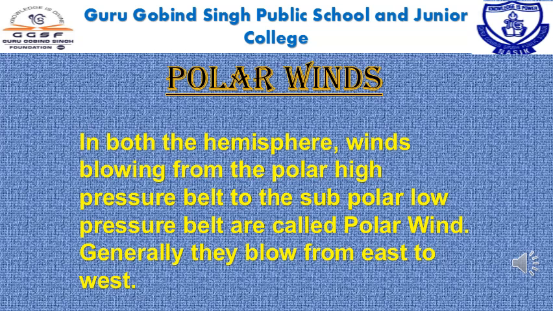Now dear children, now we will learn about the last type of planetary wind, that is polar wind. As you know about the polar region, yes, it is a very frigid region, isn't it? So in both the hemispheres, southern hemisphere and northern hemisphere, winds blowing from the polar high pressure belt to the subpolar low pressure belts are called polar winds. So dear children, these polar winds generally blow from east to west direction.